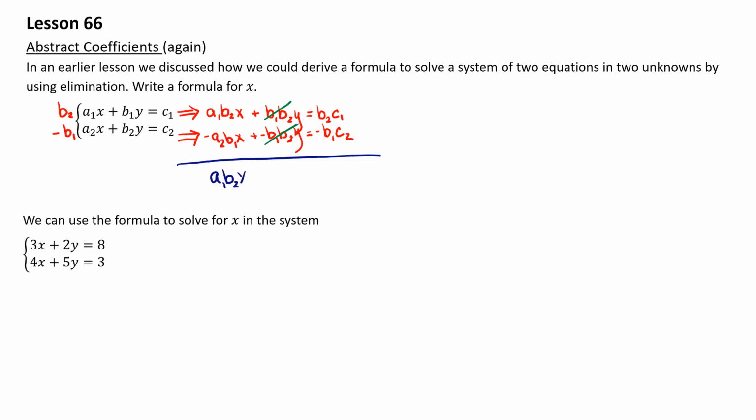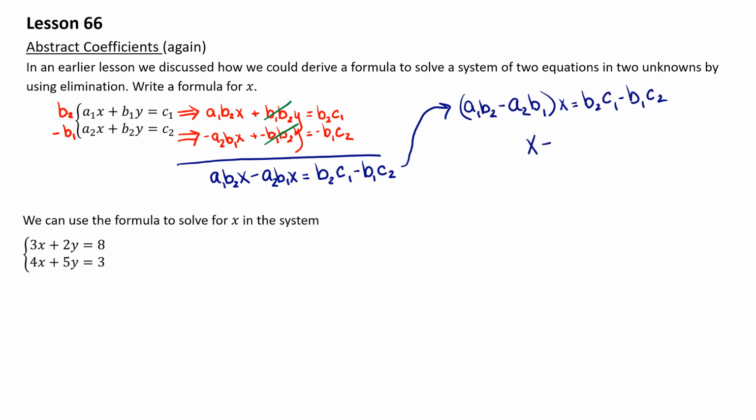And when you add those two equations together, the y's are going to cancel, and you will end up with a sub 1 b sub 2 x minus a sub 2 b sub 1 x equals b sub 2 c sub 1 minus b sub 1 c sub 2. And then you're going to factor out that x, and then you're going to divide both sides by that factor. So you're going to have b sub 2 c sub 1 minus b sub 1 c sub 2 over a sub 1 b sub 2 minus a sub 2 b sub 1.